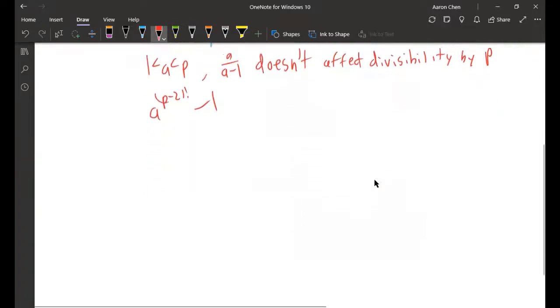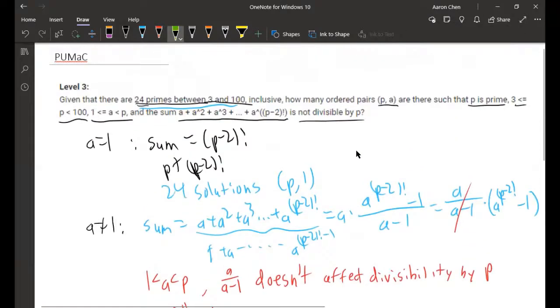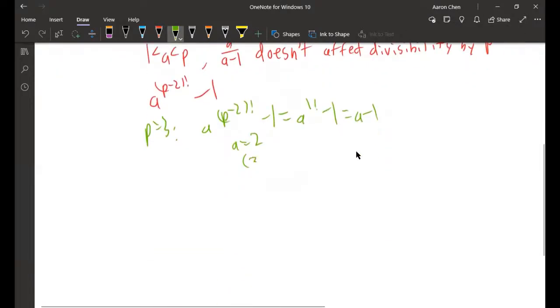And so the first case is if P equals 3. And if P equals 3, then A to the power of (P minus 2) factorial minus 1 is simply just A to the 1 factorial minus 1, or A minus 1. And so the only possible value of A is if A equals 2. And we can see that the combination of (3, 2) works.